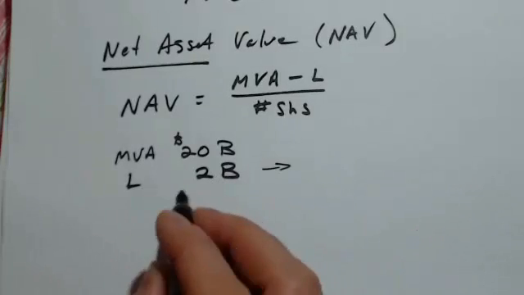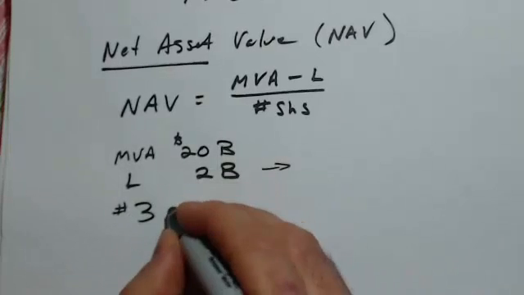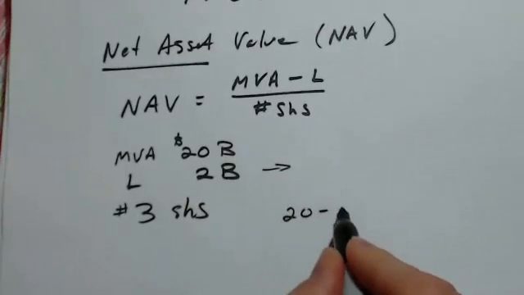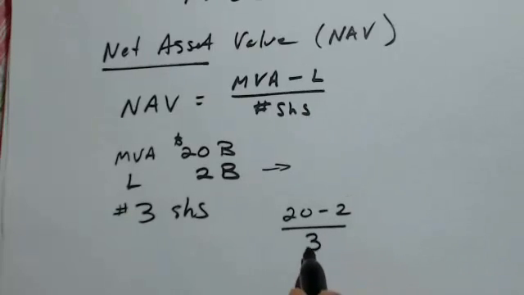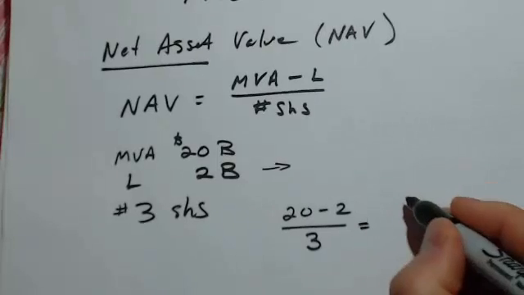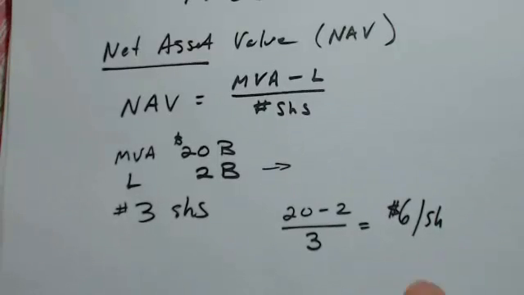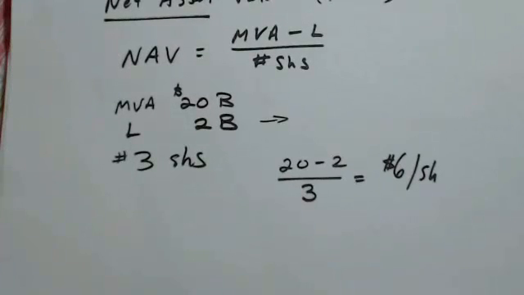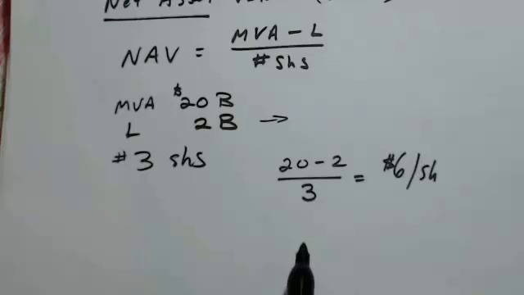They'll also have a number of shares. So let's say they have 3 billion shares. So the NAV would be 20 minus the 2. It would have $18 billion in net assets divided by the 3 billion shares, and this would be a $6 per share net asset value. So if you bought into a fund, and we'll talk about what loads mean in a little while, and it's a no-load fund, meaning there's no front-end fees, it's going to cost you $6 per share to buy into that.